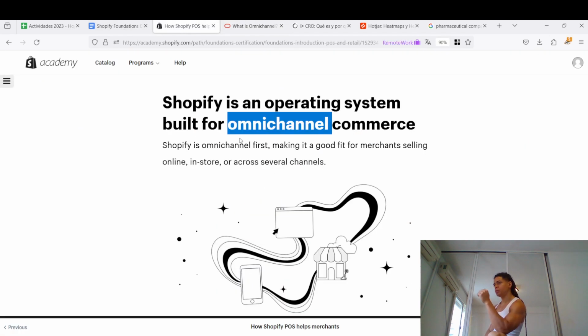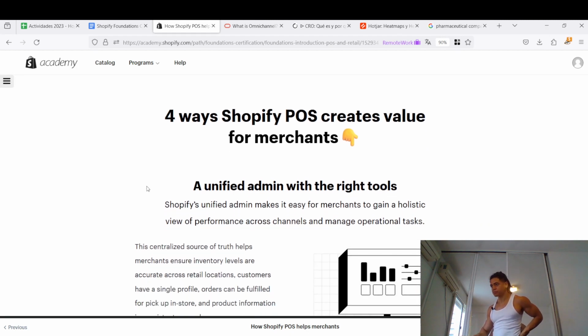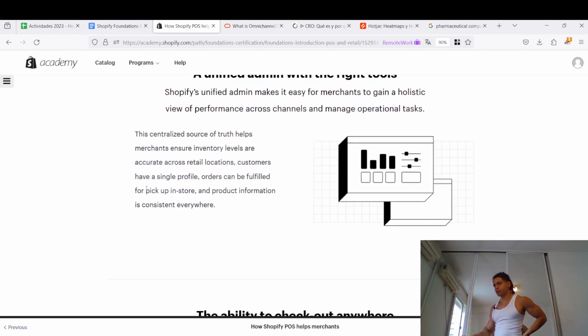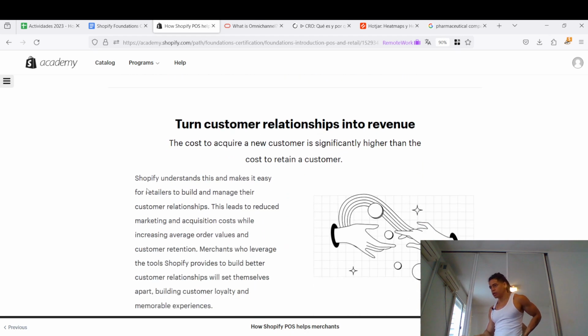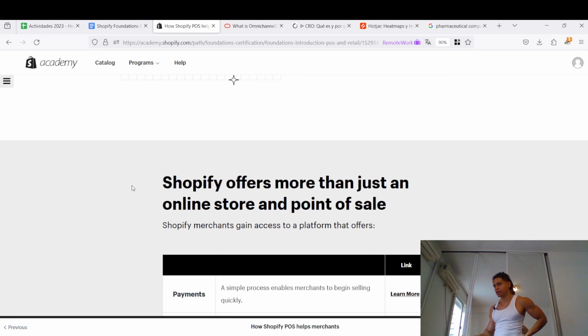So Shopify is an operator, exactly. Now it's talking about Shopify POS. Four ways Shopify POS creates value for merchants: a unified admin with the right tools, the ability to check out anywhere, turning customer relationships into revenue, and efficient and customizable in-store operations.